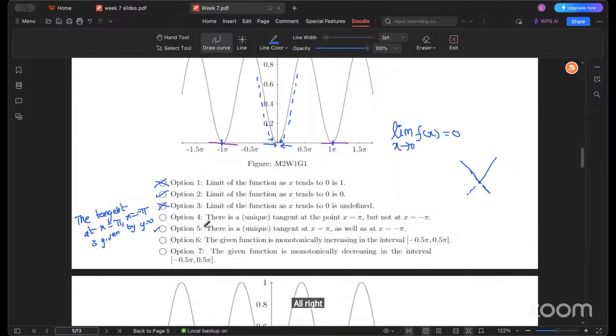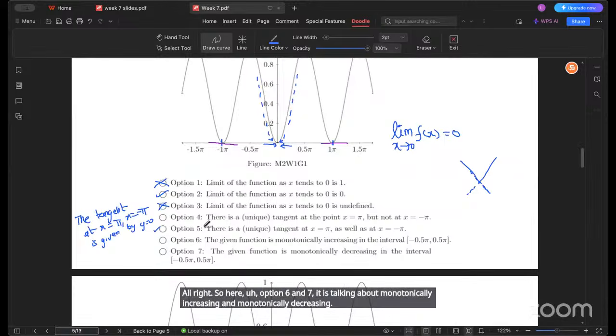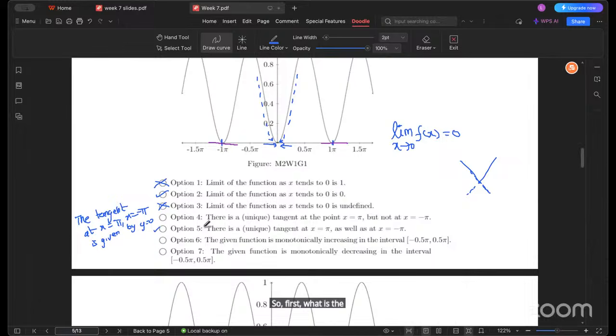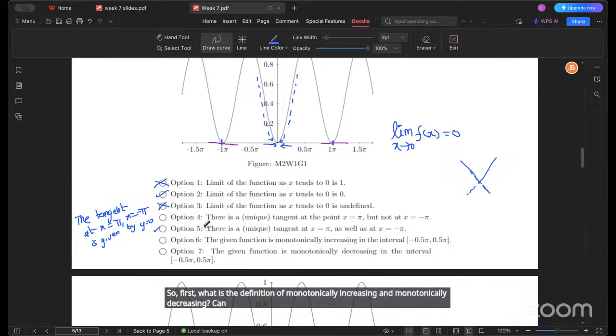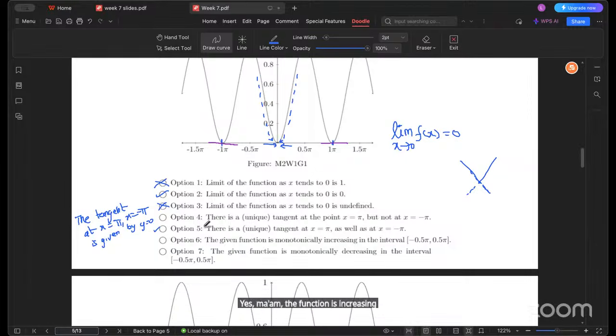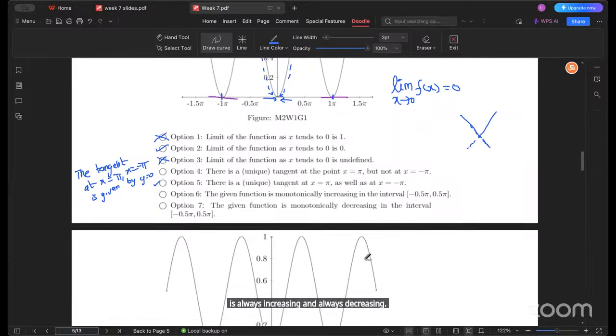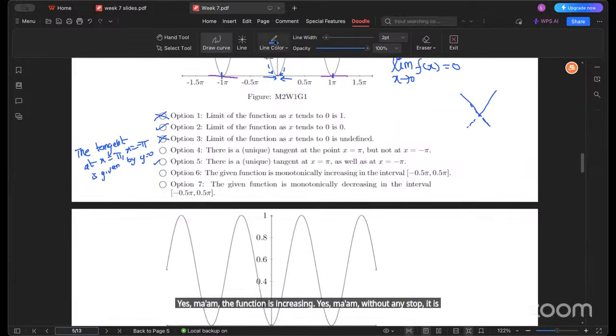All right. So here, options 6 and 7 are talking about monotonically increasing and monotonically decreasing. So first, what is the definition of monotonically increasing and monotonically decreasing? Can anyone say? Increasing in a gradual manner, always increasing and always decreasing, without any stop. Increasing in a gradual manner, decreasing in a gradual manner.